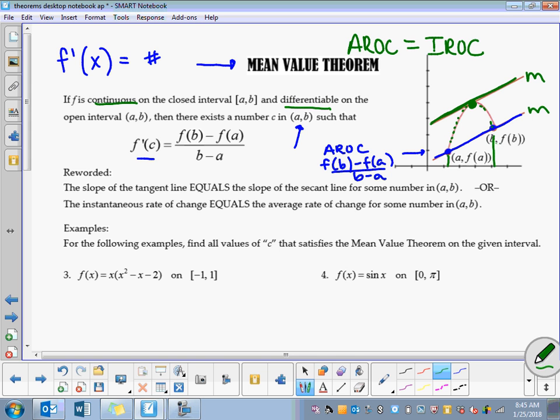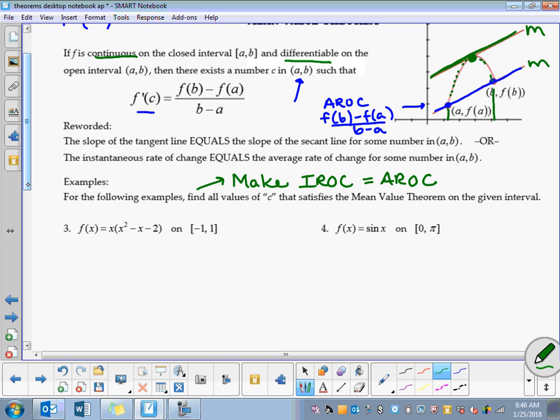Now, in a lot of mean value theorem problems, they basically say, find the special number that satisfies the mean value theorem. So when we're looking at that, like we see here on these two examples, basically you're trying to make the instantaneous rate of change equal the average rate of change. Show where that's going to happen. Solve that relationship. Find the number where the instantaneous rate of change will be the same as the average rate of change.